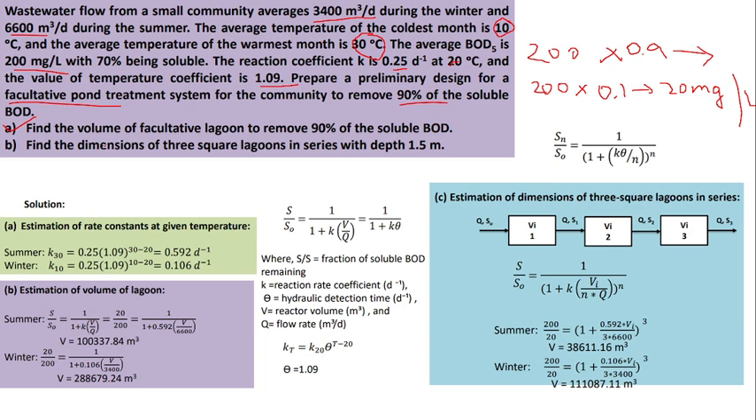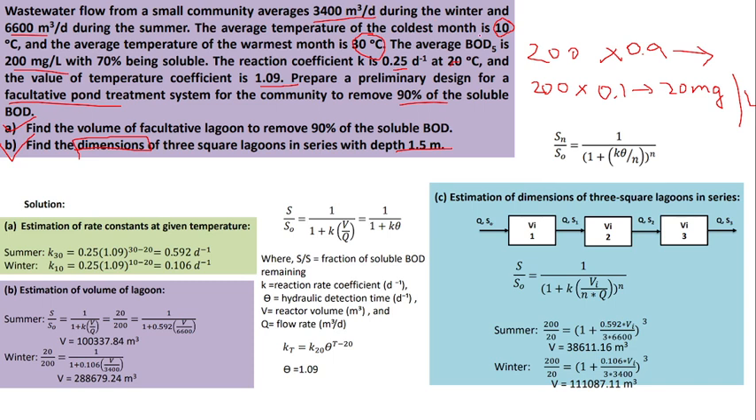In such a way, you have to design the volume and then find the dimensions of the three square lagoons in series. If we are using three square lagoons in series with a depth of 1.5 meters, they are asking you the dimension again. Okay, it is very simple. First, there are two different seasons. We have to consider this.